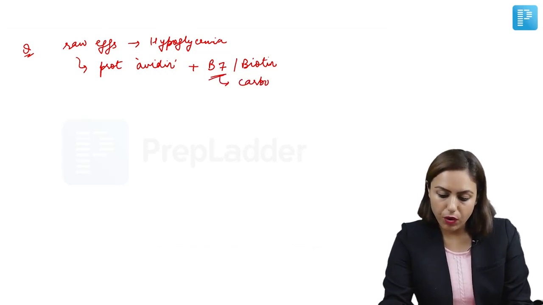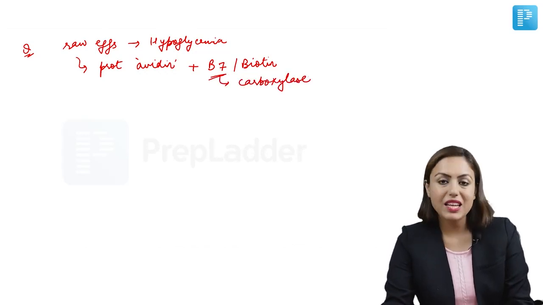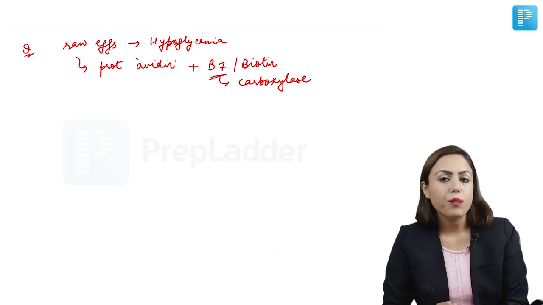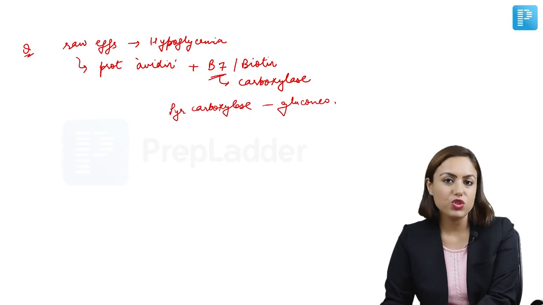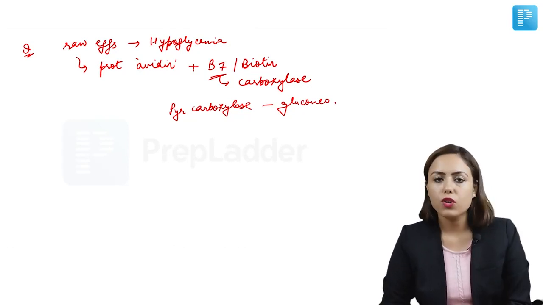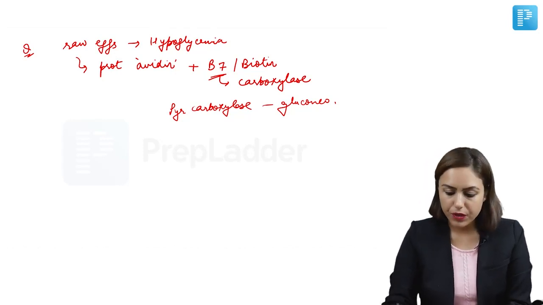B7 is an important coenzyme for carboxylase enzymes, right? And pyruvate carboxylase is the first step in gluconeogenesis, right? So this is the reason that a raw egg consuming person will be having hypoglycemia, right?